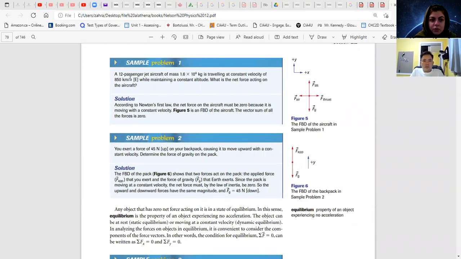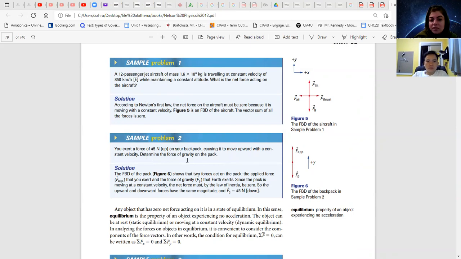The question: a 12-passenger jet aircraft, mass is given, is traveling at a constant velocity of 850 while maintaining a constant altitude. What is the net force acting on it? So it's moving at constant velocity. What does it mean? Net force is zero. Zero, right.